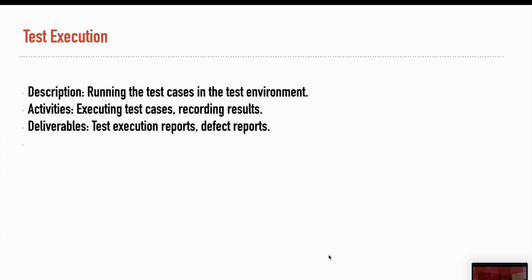Next step is test execution. Test execution involves running the test cases in the test environment. Testers execute the test cases, record the results, and report any defects found. Test execution may include functional testing, regression testing, performance testing, and other types of testing as defined in the test plan. So these are already defined in the test plan. What testing we are going to perform is already planned, and this test execution will be happening here.